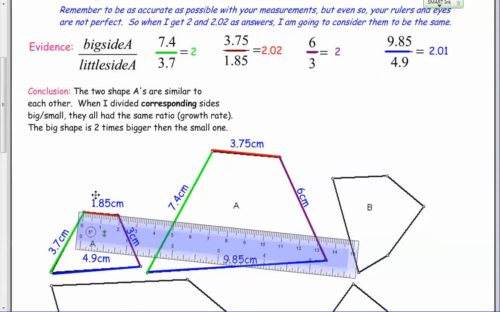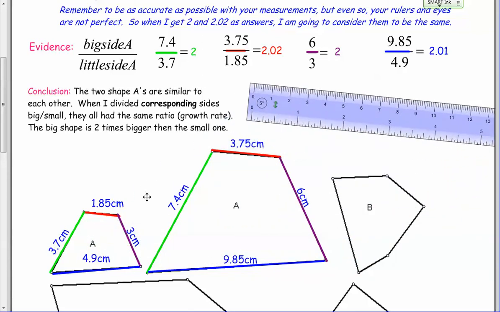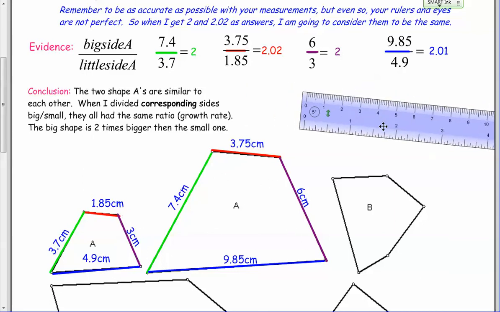So I went so far as to even say that mine was 1.85 because I went 1, 5, 6, 7, 8, and then I went a little over 8, but not quite to 9. So I just want to make sure that, again, you measure as accurately as possible. So I'm going to go through and measure all my sides, red side, green side, blue side, purple side, and I do the same thing on the big shape A.